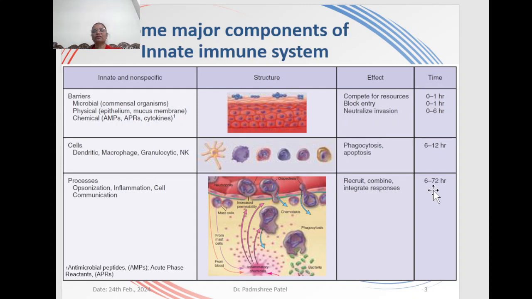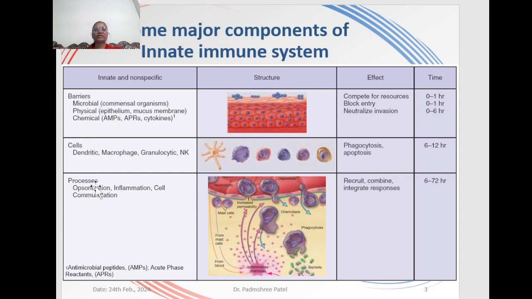You can see the timeline: what is the time duration required for this type of activity to come into effect after exposure to the pathogen or the invader? Cells of the innate mechanisms involve dendritic cells, macrophages, granulocytes, and natural killer cells. All these together help in phagocytosis, the mechanism of engulfing the invader, and apoptosis, where the defective cells of the body are removed.